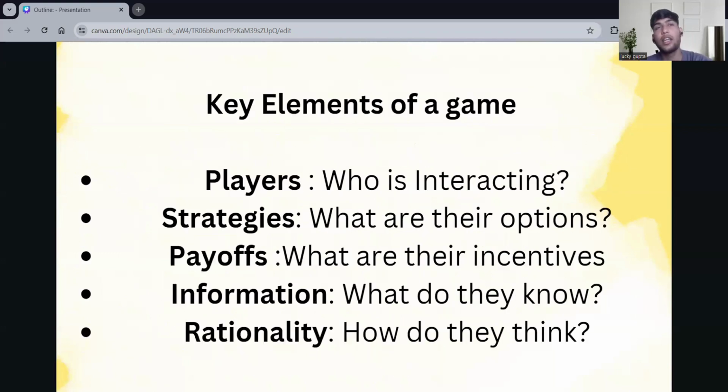Okay, so what are the key elements? What does it comprise? What are the words most commonly used in game theory? Players: who is interacting with one another? Strategies: what are their options? Payoffs: what are their possible future payoffs? Incentives: what will they get? Information: what do they know about the opposite party and themselves? Rationality: how do they think?